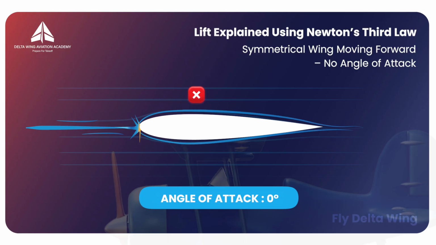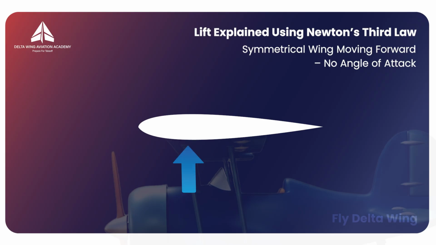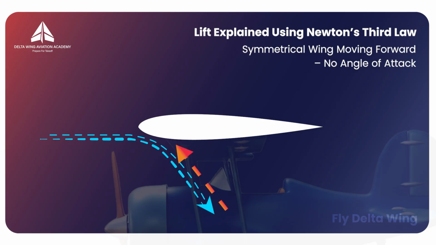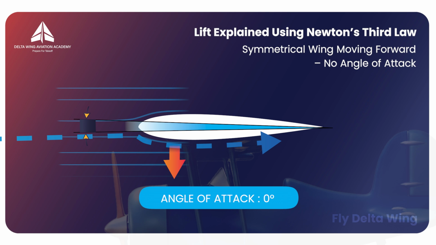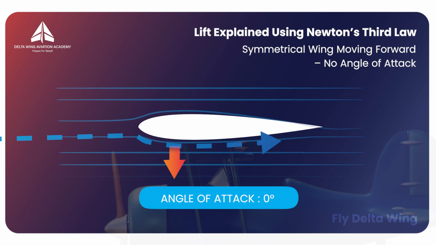Now think of lift in the simplest possible way. A wing moves up only if something pushes it up from below. That something is the air. According to Newton's third law, when the wing pushes air downward, the air pushes the wing upward with an equal and opposite force. With a flat, symmetrical wing at zero angle of attack, the air is not pushed downward enough, so the upward push on the wing is very small, or nearly zero.